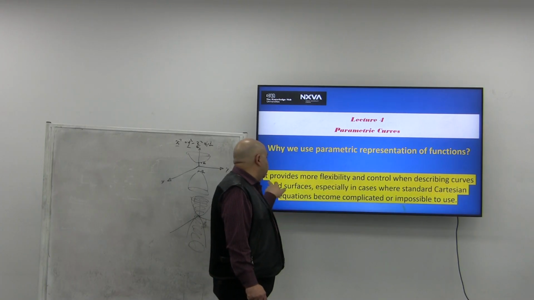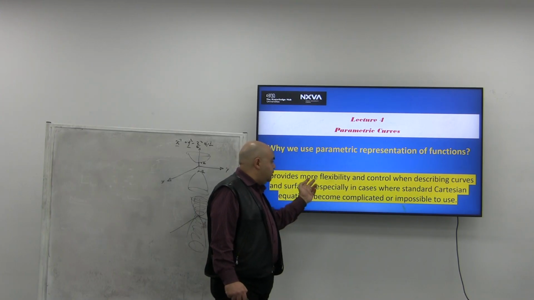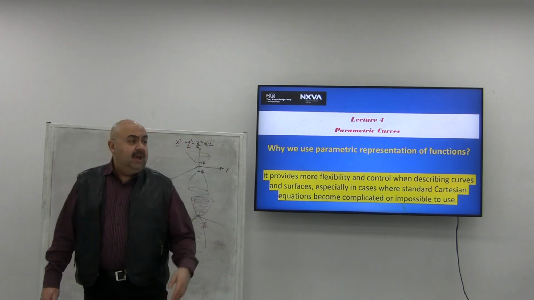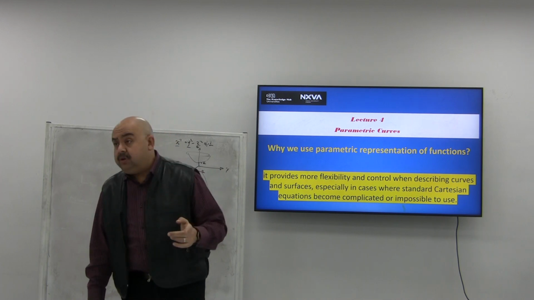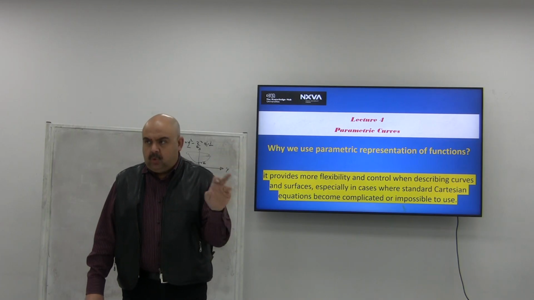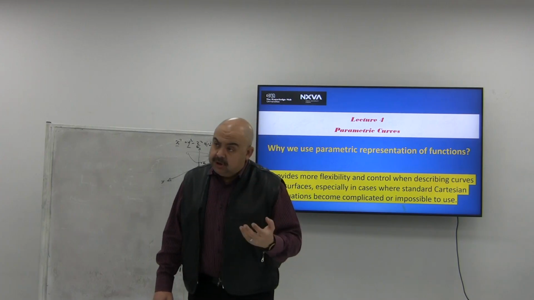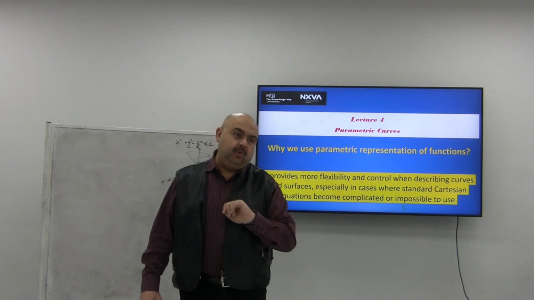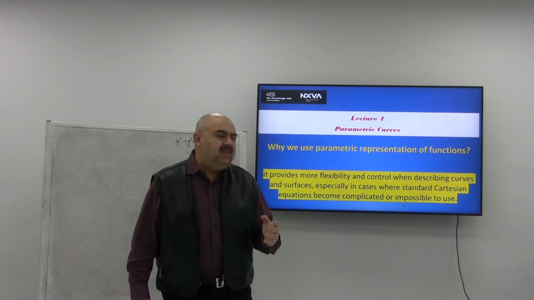The answer is very, very simple. It provides more flexibility and control when describing curves and surfaces, especially in the cases where standard equations become complicated. And you have tried this before, and we will need it more in the future. Because if I'm working with a circle, it will be x squared plus y squared equal to 1. If you try to integrate this function, you will have y on one side equal the root of 1 minus x squared, which is very difficult to integrate. It's not that easy to deal with.